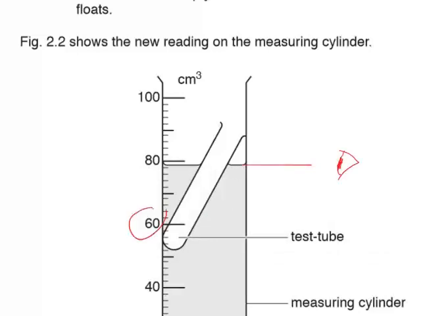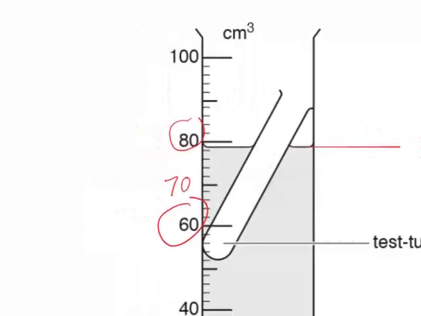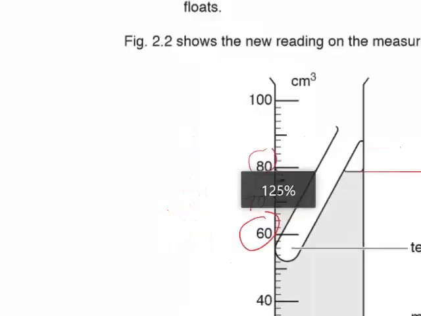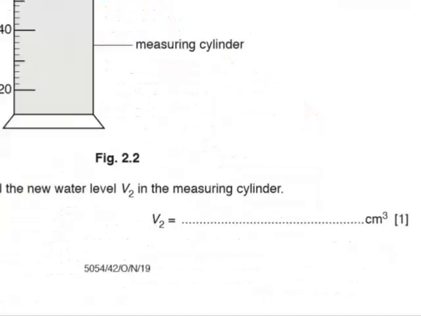Here, because of 60 and 80, in between here should be 70. Okay, so 70, 72, 74, 76, 78, should be 79. Do not put 79.0 because the accuracy of this measuring cylinder is 1 centimeter cube.